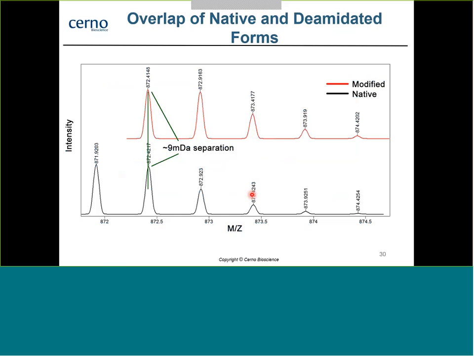So this is just a graph of the native and the deaminated forms. And as you can see here, obviously the A+1 of the native form is very close, within about 9 millidaltons here of the deaminated form, and we're trying to resolve those two with an accurate mass XIC. Okay, and then of course at all the other isotope peaks, there's a potential for interference there, even at high resolution.